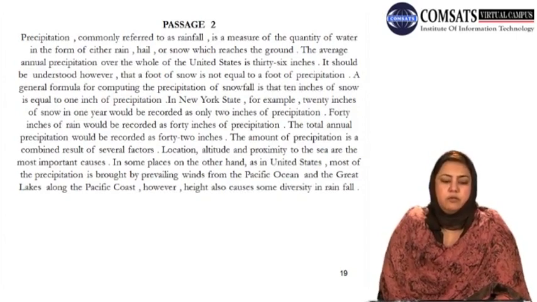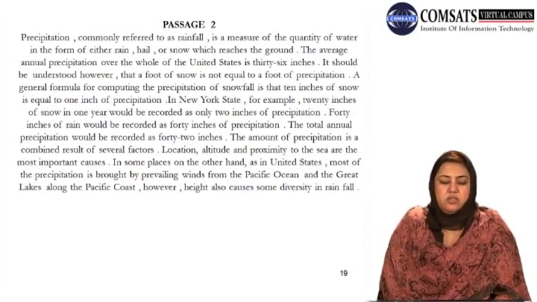A general formula for computing the precipitation of snowfall is that 10 inches of snowfall is equal to 1 inch of precipitation. In New York State, for example, 20 inches of snow in 1 year would be recorded as only 2 inches of precipitation. 40 inches of rain would be recorded as 40 inches of precipitation, so the total annual precipitation would be recorded as 42 inches.